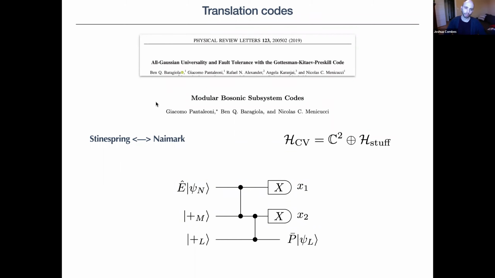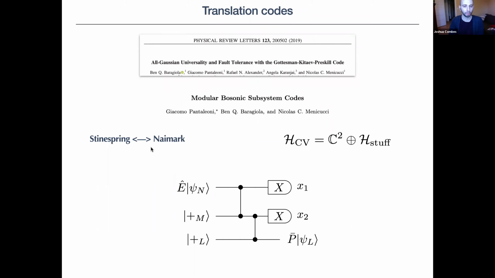The second thing, also from Giacomo, Ben, and Nick, is these bosonic subsystem codes. And I think the name could be a bit different, but essentially what they're doing is, if you think of ordinarily you have a quantum operation and you can do a Stinespring dilation, enlarge the Hilbert space by including another system and represent the whole thing unitarily. The equivalent thing is a Naimark dilation for a larger system, a larger Hilbert space in the same system.